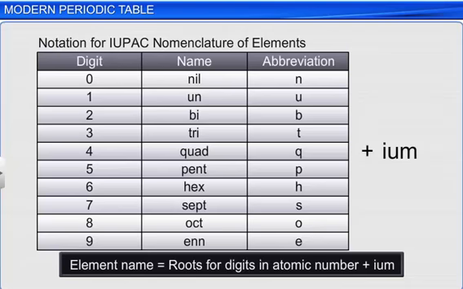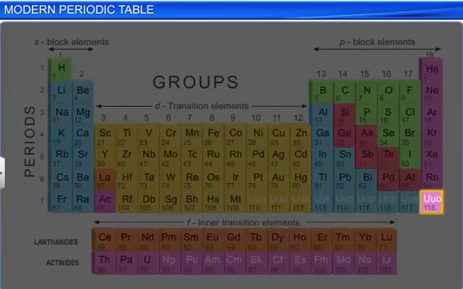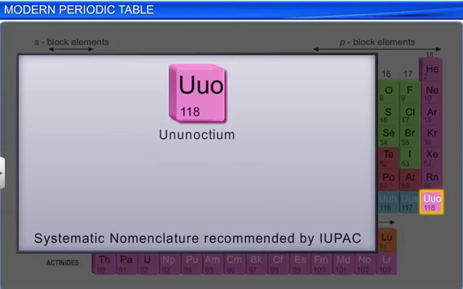For example, an element with atomic number 118 should be named ununoctium: 1 is equal to un, 8 is equal to oct, and -ium. And the first letters form the temporary symbol of the element, Uuo.